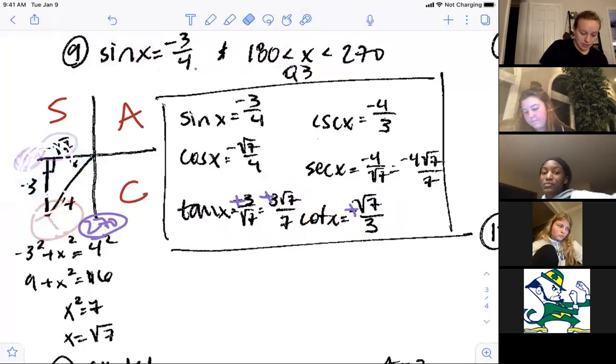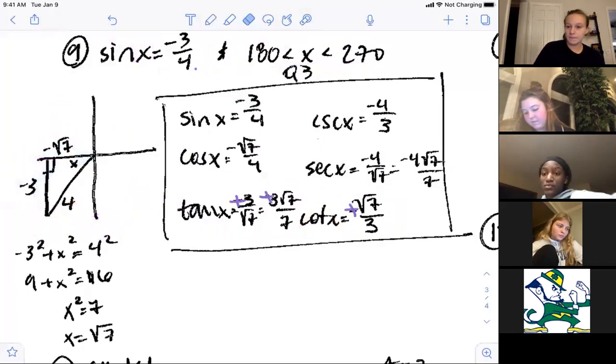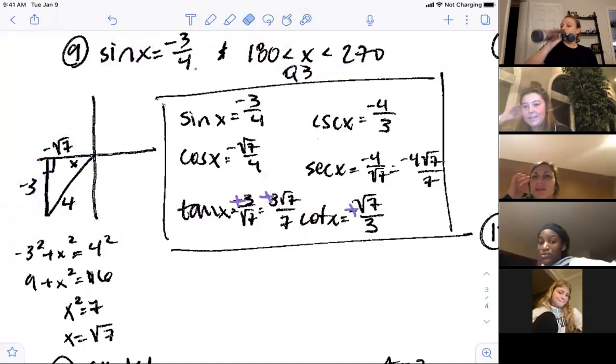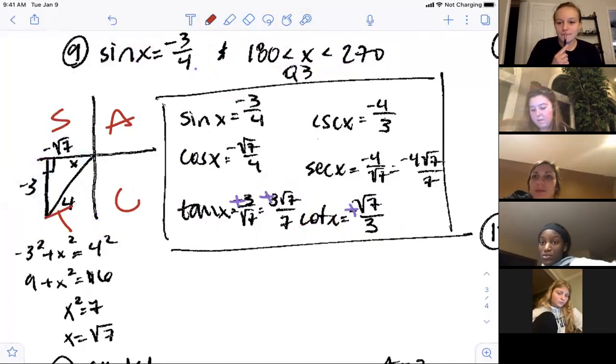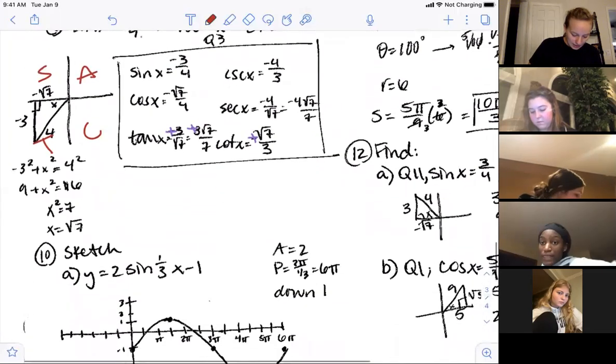All right. Anything else on this one? All right, now for the star of the show, what we've all been waiting for, graphs. Wait, why did we change that to positive? Because it was wrong. Tangent should be positive in that last quadrant. Oh, in that third quadrant. Okay. All right, now it's time for sketching.